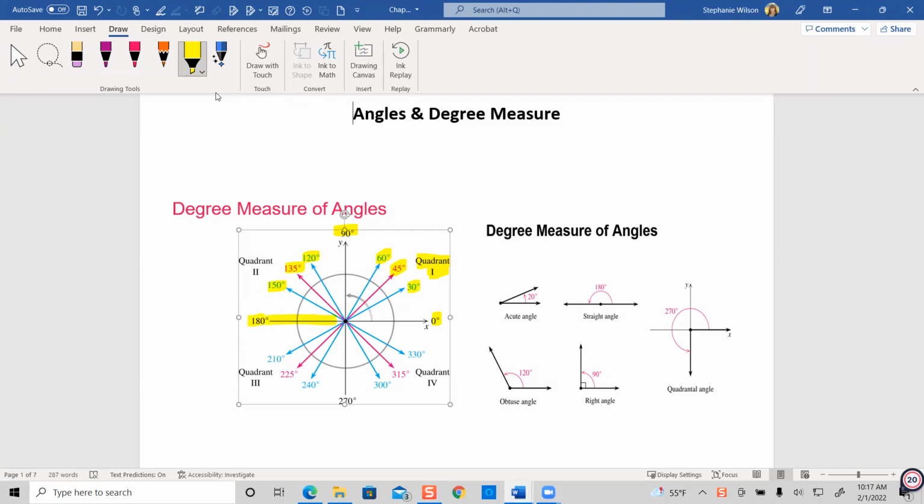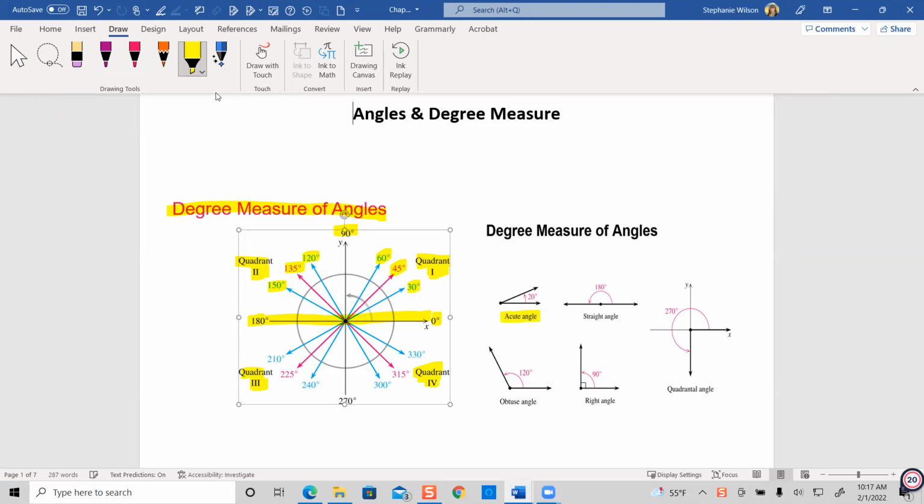There's our straight line. It's on the x-axis. And so on, you go around. So you've got the second quadrant, third quadrant, and the fourth. So this is talking about the degree measure of angles. And then we have some examples here.